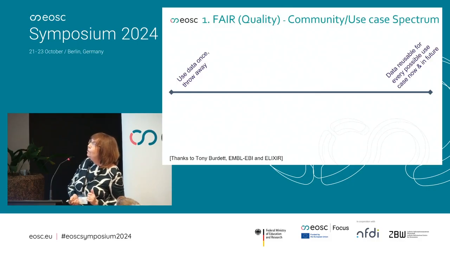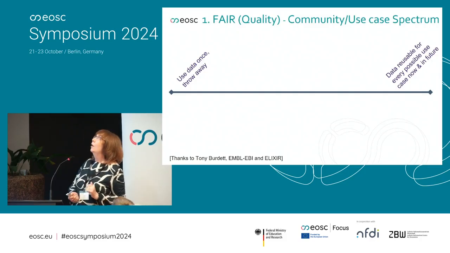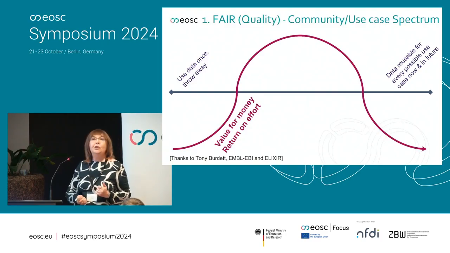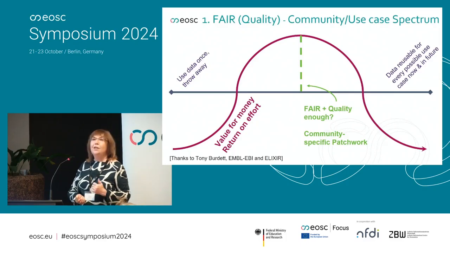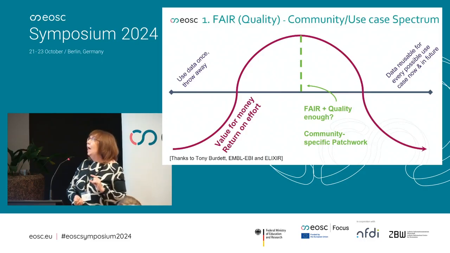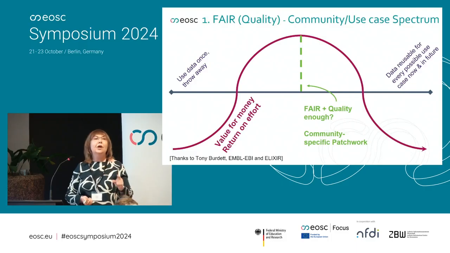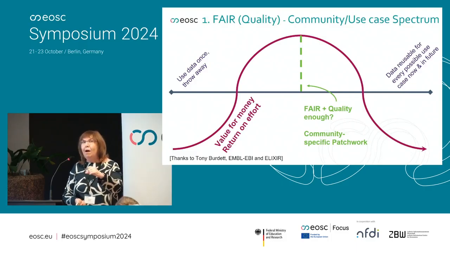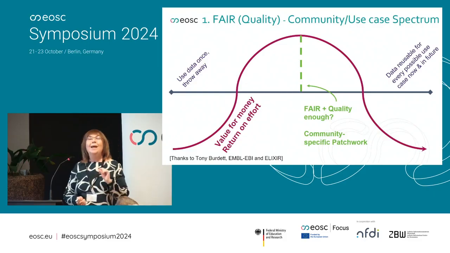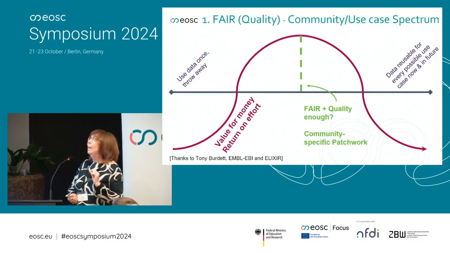We have this FAIR spectrum, from use data once and throw it away, right the way through to it's reusable for everything, everywhere. And as Jan said, this is actually the curve, because this is where FAIR and quality sit. It's just enough. What is the just enough? That is community and task specific. So it's very hard to do metrics, because you need to know the community and you need to know the task, right? So it's going to be a community-specific patchwork.